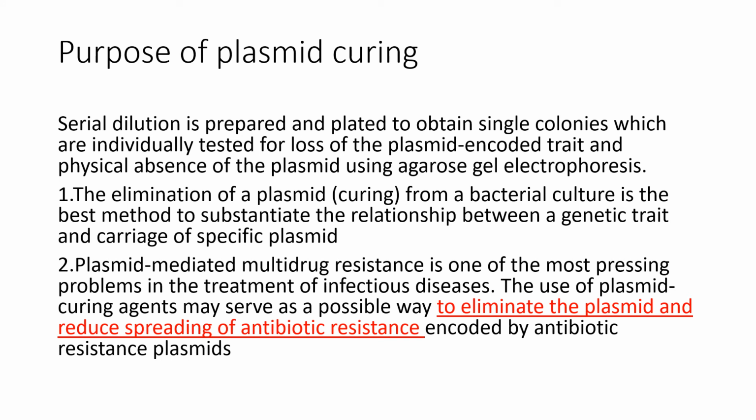Now different concentrations of curing agents are tested to eliminate a plasmid. After this, a serial dilution is prepared and plated to obtain single colonies. These single colonies are tested for loss of plasmid encoded traits. These traits can be antibiotic resistance, metal resistance, chemicals that it can degrade, lactose utilization, degradation of hydrocarbons, and many other traits. Physical loss of the plasmid can be seen using agarose gel electrophoresis.